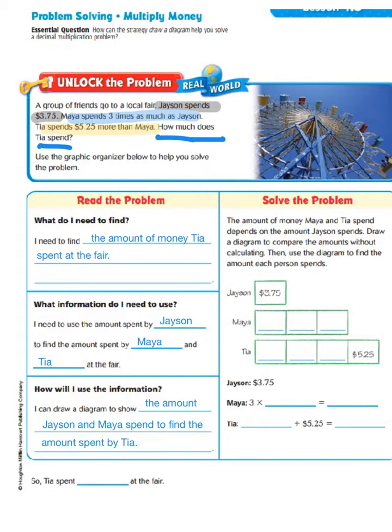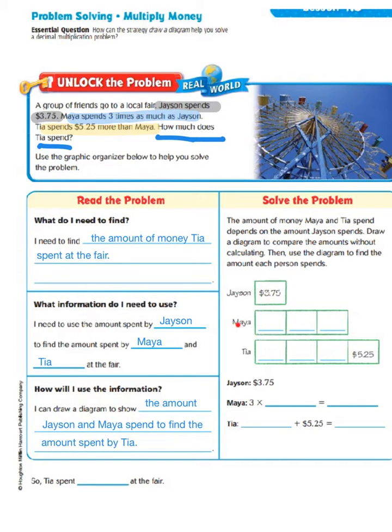Now, let's use our diagram to solve the problem. The amount of money Maya and Tia spend depends on the amount Jason spends. So we're going to draw a diagram to compare the amounts without calculating. Then use the diagram to find the amount each person spends. So if we look back at our word problem, we see that Jason spends $3.75. So in the box out beside of Jason, we are going to record $3.75.